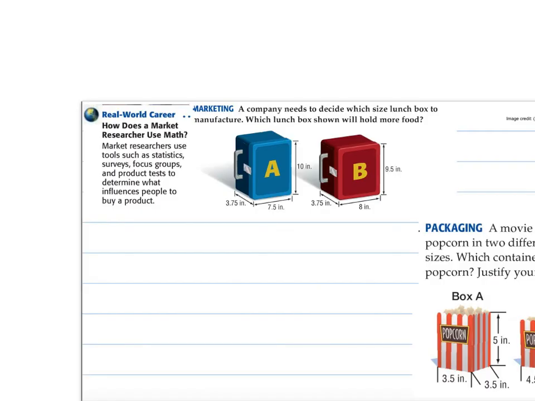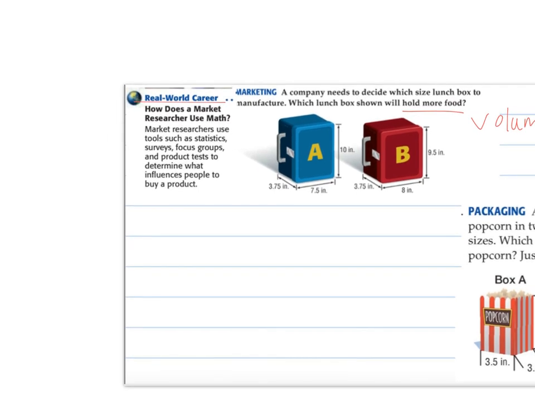Okay, so let's use volume in a career sense. Maybe you are a marketing researcher and you are trying to figure out which lunchbox to manufacture. So we figure out which one holds more food. That's figuring out which one has more volume. So you have to make a comparison from one lunchbox to another. So you figure out the volume of both.